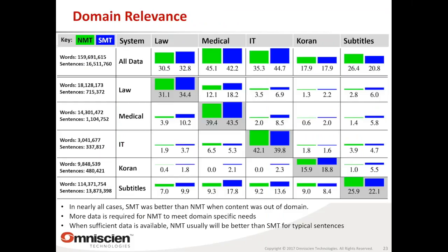In this next slide, we're going to look at the impact of domains. On the very top row, the green color represents NMT and the blue color represents SMT. We took public data and combined it all together from law, medical, IT, the Quran, and subtitles, and you can see the volumes of data there. If we took all data together, the scores were reasonable in many cases, but in nearly all cases, SMT was better than NMT when the context was out of domain.